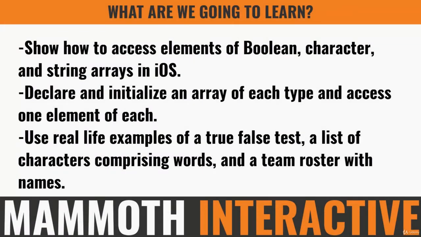In this part of our tutorial, we're going to show you how to access elements of Boolean, character, and string arrays. It's not so different from accessing elements of any of the number arrays we've been through so far. So we're going to do that by declaring and initializing an array of each type first, and then we're going to access one element of each array and have it print out.